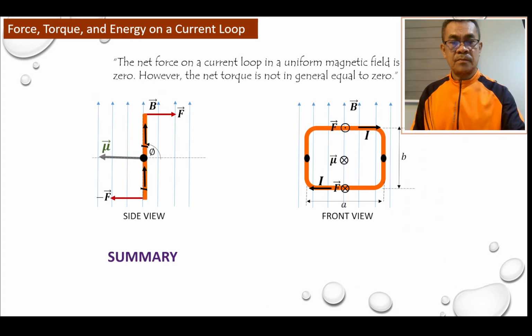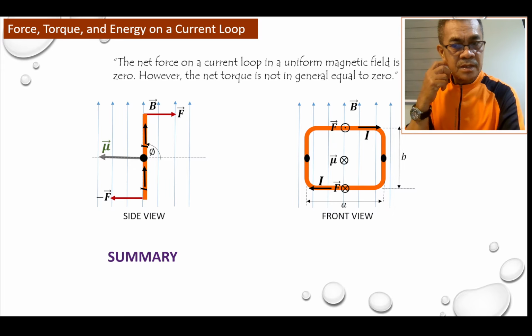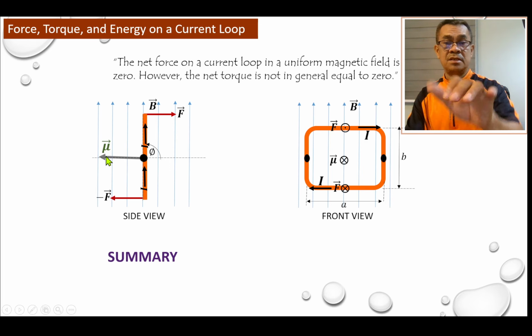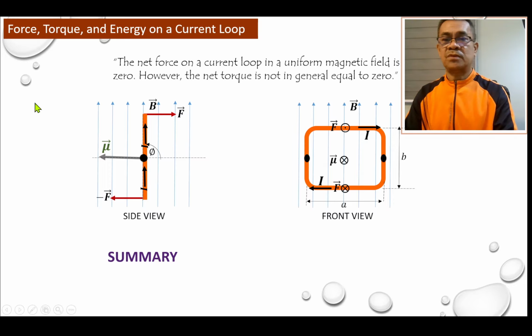Very clear. Okay, so in summary, for a current loop, the net force is zero. However, we have the torque. So that's the advantage of having a current loop. The net force is zero, but there is a torque, and the torque can be calculated using the mu. Take note, for the mu, you can use your right hand rule: just curl your fingers aligned to the direction of current in the loop, then stretch your thumb, and the direction of your thumb will be the direction of your mu.